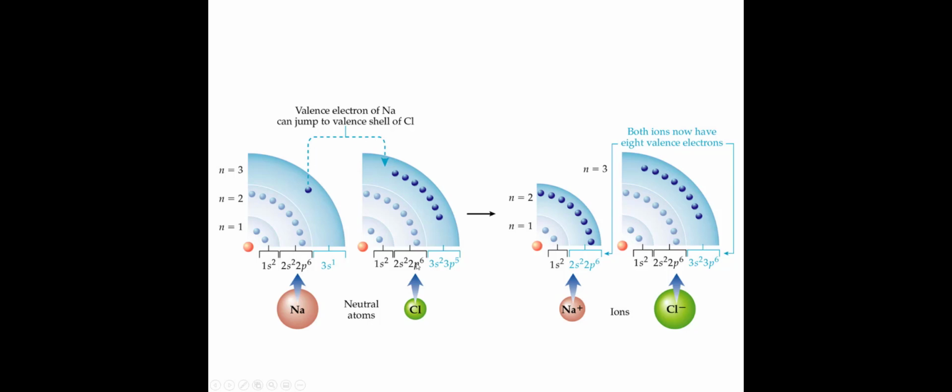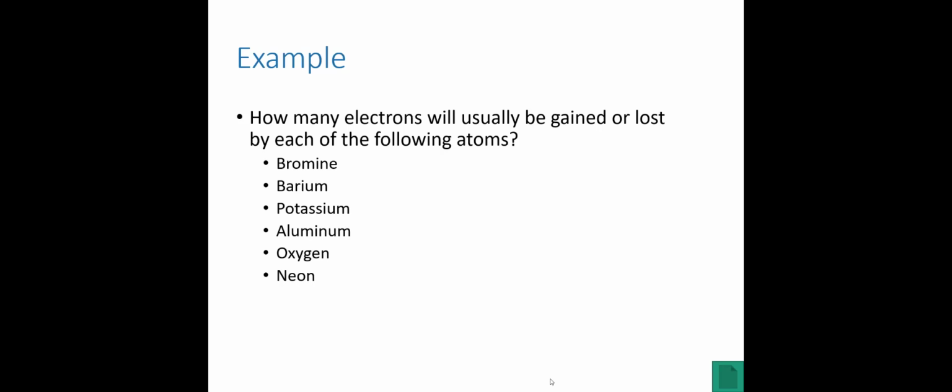In fact, if I reacted sodium metal with chlorine gas, they react extremely violently as the electron flows from sodium over to chlorine. So what I'd like you to do here is look at these elements and predict how many electrons will be gained or lost by each of the following atoms. Let's just do a practice here.